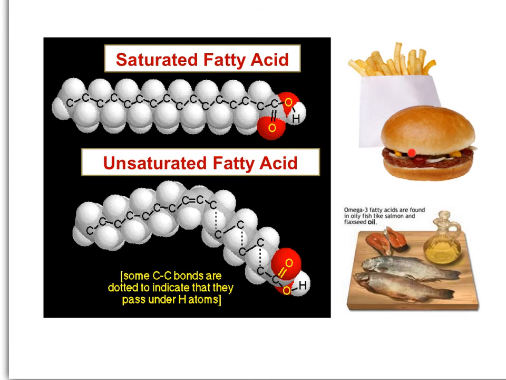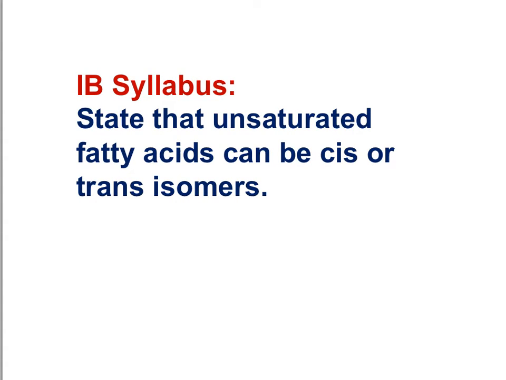Animal fats are often comprised of saturated fatty acids, while plant fats contain mostly unsaturated fatty acids. Fish also have many unsaturated fatty acids. Here's the next IB syllabus statement. State that unsaturated fatty acids can be cis or trans isomers.